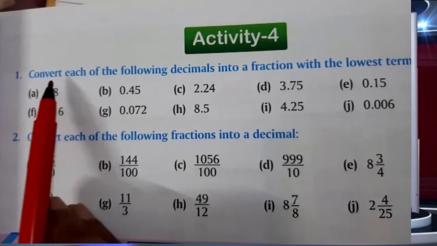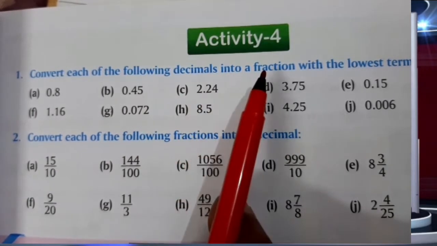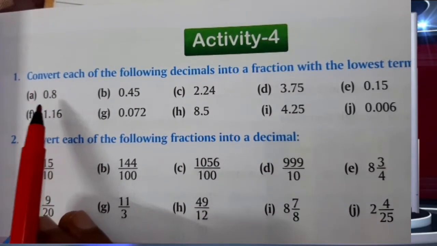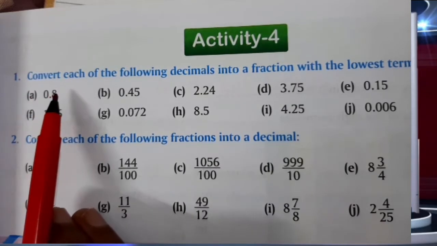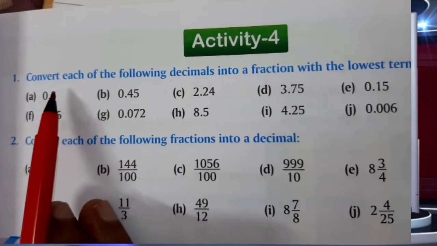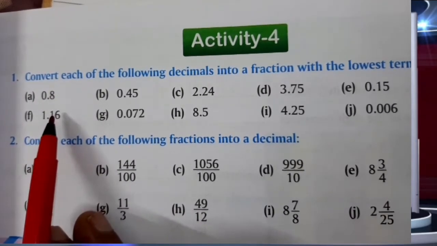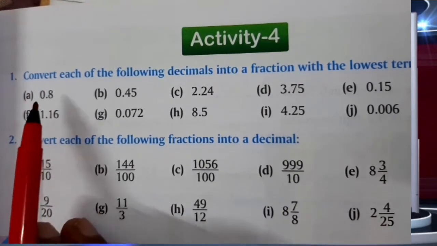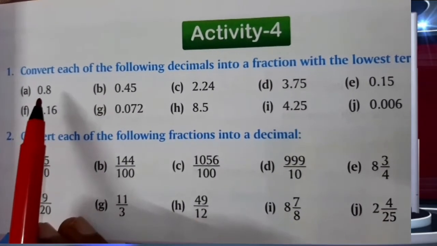Question number 1. Convert each of the following decimals into fractions with the lowest term. See students, first you have to convert, like this is A part 0.8. Here you can see this is a decimal place. This is a decimal number. First of all, you have to convert this decimal number into fraction. That is, you will divide 8 by some number. And then you will convert it into the lowest term.